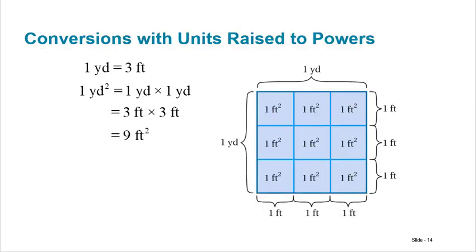If we have to convert things that are to powers, like square feet or cubic feet, just realize that the conversion factor gets squared or cubed as well, right? So if 1 yard equals 3 feet, then 1 square yard equals 3 feet times 3 feet equals 9 square feet. And if we want to do a cubic yard, then it would be 3 feet times 3 feet times 3 feet, and you'd have 27 cubic feet in 1 cubic yard.